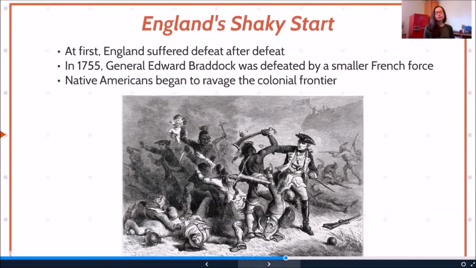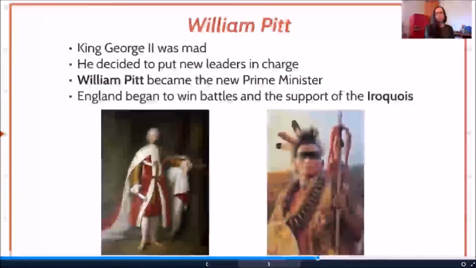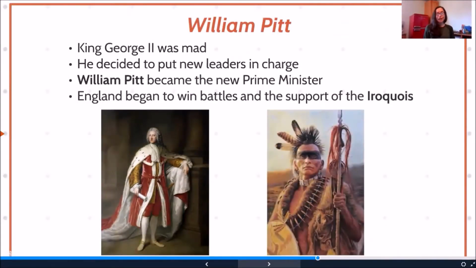At first, England suffered defeat after defeat. It looked like they were going to lose to France again. In 1755, General Edward Braddock was defeated by a smaller French force, and the Native Americans began to ravage the colonial frontier. King George II was mad. He decided to put new leaders in charge, and that's when William Pitt became the new prime minister. England at this point began to win battles, and they had the support of the Iroquois tribes.